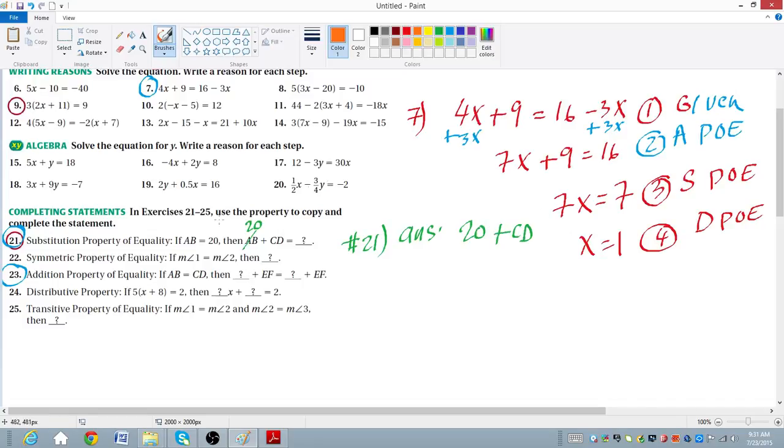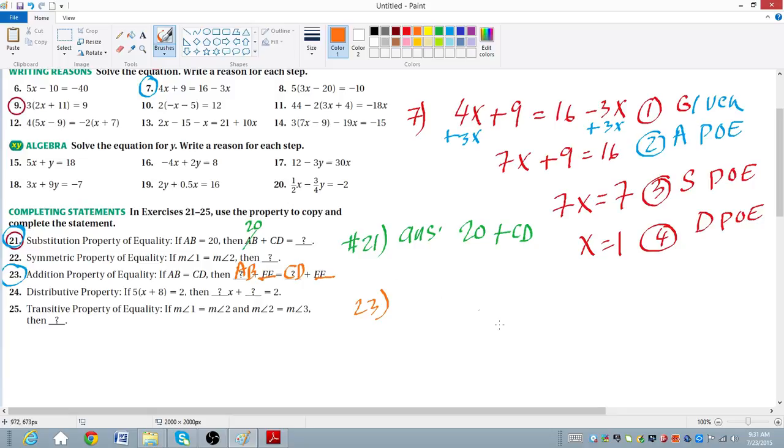Now let's look at number 23. It says here, use the addition property of equality. Well, remember the addition property. If you add something to one side, you add it to the other side. Well, it says right here, EF, and I have an EF. So I added EF to both sides. Then what's the original? Original is AB. So this is AB, and this is CD.